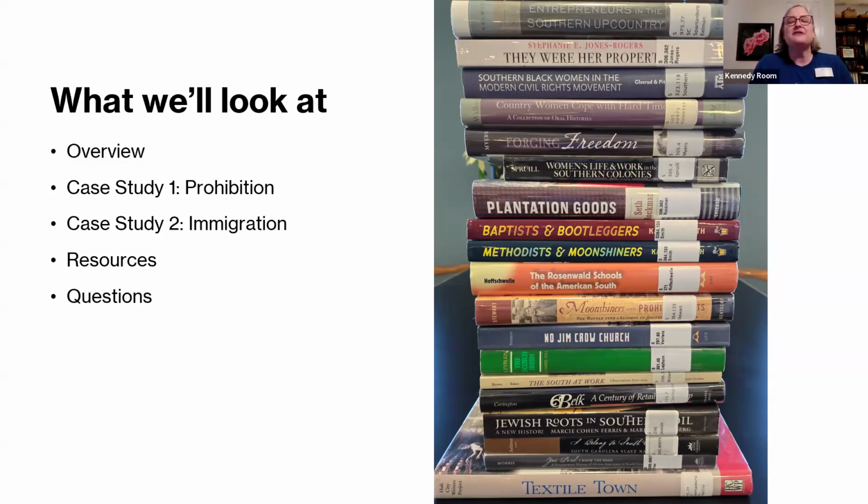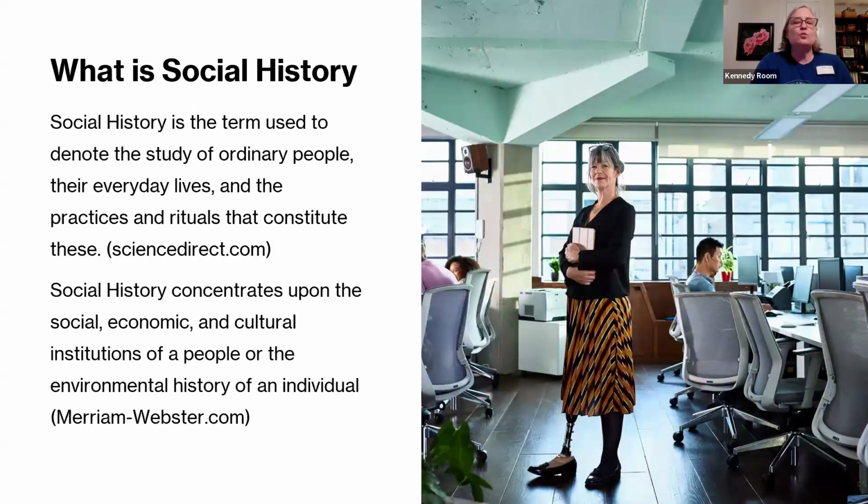The stack of books on the right of your screen are just a few of the books that I pulled off the shelves of the Kennedy Room that would be considered social history. We're not going to talk about all of them tonight. We do not have that much time, but they're all on the handout plus more. So you can find books on a lot of topics, and we'll talk about how you find those in a little bit. So, what exactly is social history?